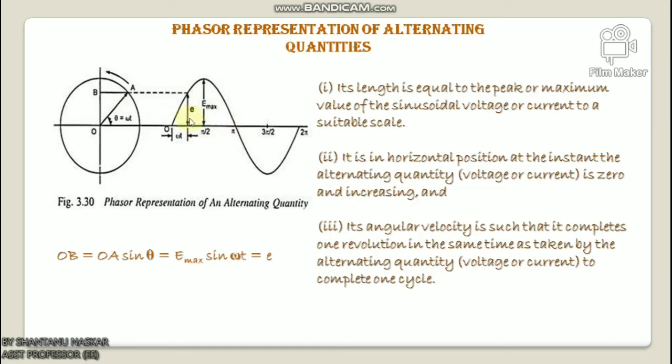So now consider a line OA. Look at this picture. Consider line OA, or phasor as it is called, representing to scale the maximum value of an alternating quantity, say EMF. Now OA equals E max and is rotating in the counterclockwise direction at an angular velocity of omega, in units of radians per second, about the point O as shown in this figure.